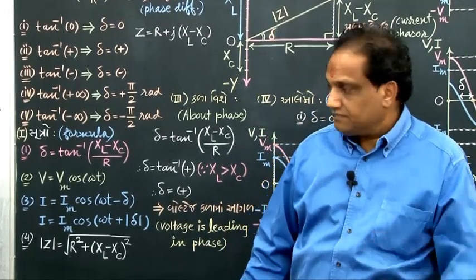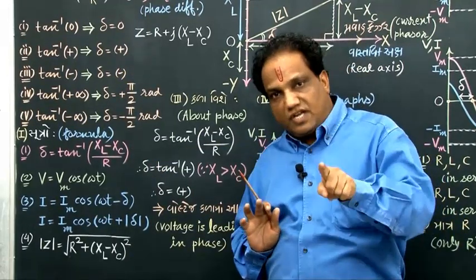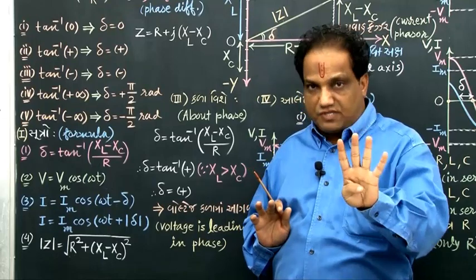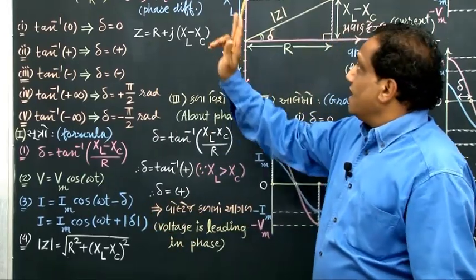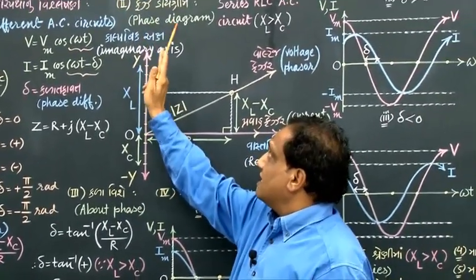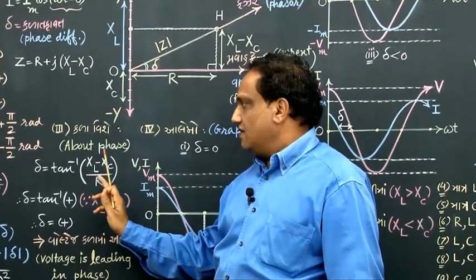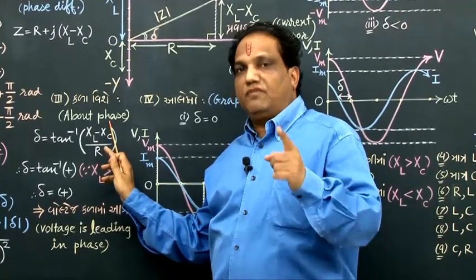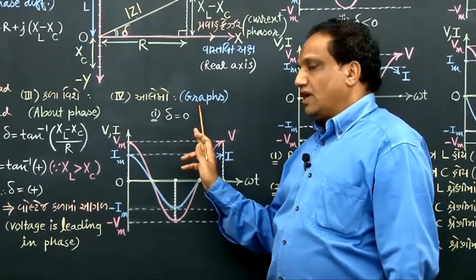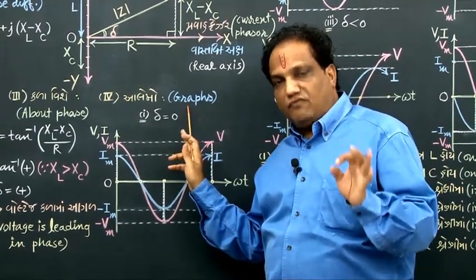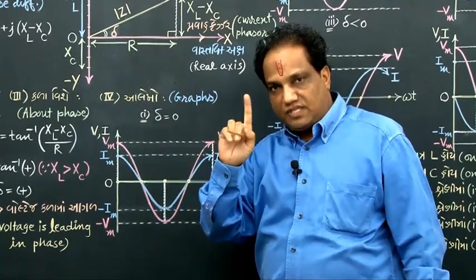Got it? Fine. Now we will finish this analysis for each circuit in 4 different parts. In the first part, we will write certain formulas. Then in the second part, we will draw the phase diagram. In the third part, we will pass some comment regarding the phase relationship between voltage and current. And in the fourth part, we will draw graphs of voltage and current versus omega t. Let us see all the 4 parts for the first circuit.